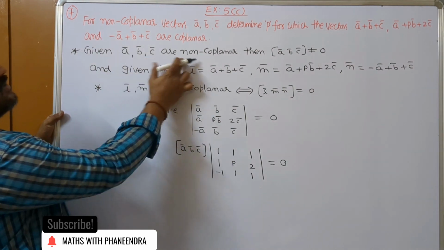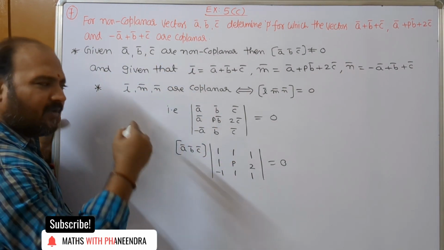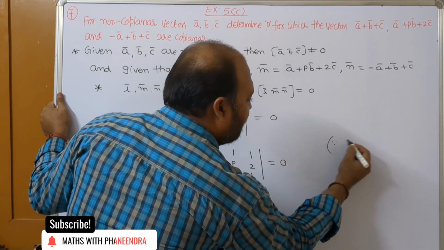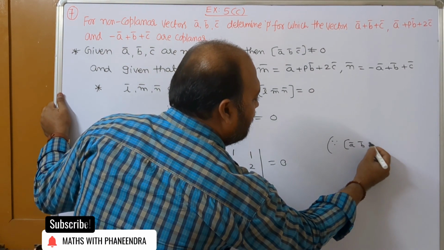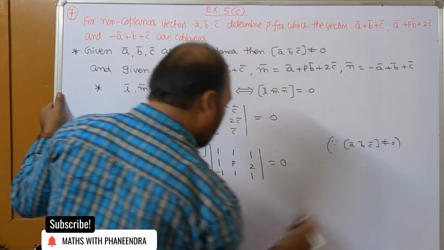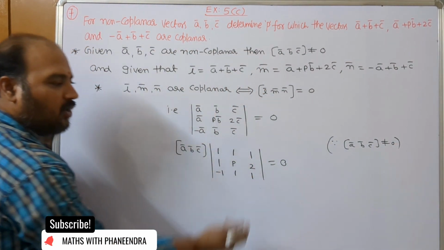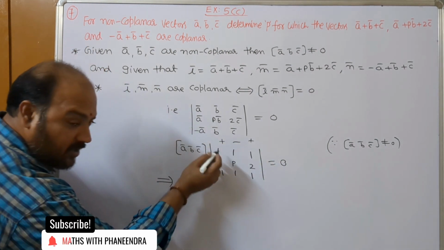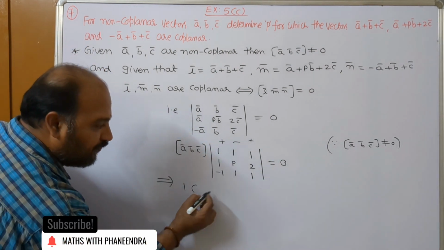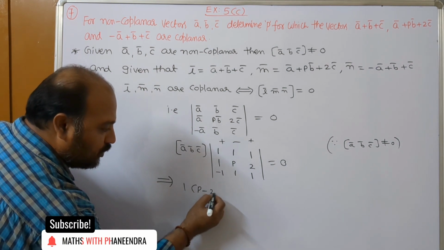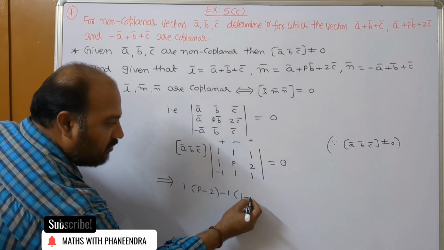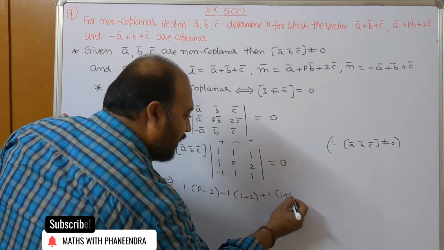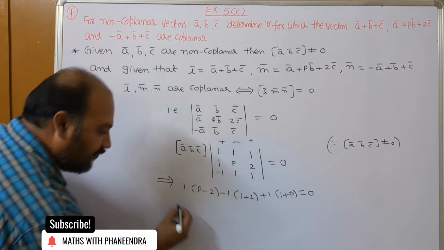Since abc are non-coplanar, this value is anyway not equal to 0, since box of a bar, b bar, c bar is not equal to 0. What should be 0? Obviously, this value goes to be 0. That implies here plus, minus, plus. Expansion. 1 into p minus 2, minus 1 into 1 minus of minus 2, plus 1 into 1 minus of minus p, equal to 0.